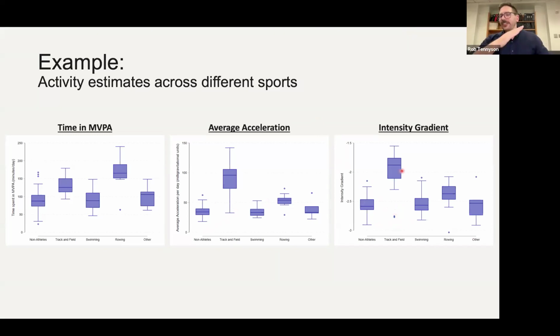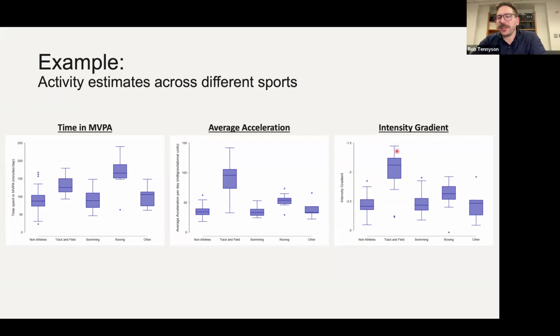The intensity gradient is that slope. So people that are higher up here have a flatter slope. People who are lower have a steeper slope, which means that they're spending more time at lower intensity levels. And here, similar to average acceleration, track and field runners are much higher.